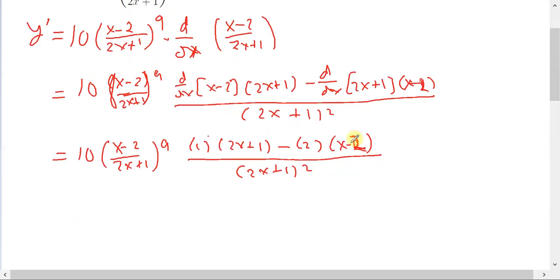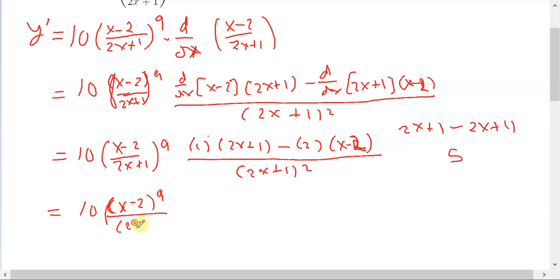So continuing, I'm going to go ahead and do this numerator without rewriting everything. This numerator turns into 2x plus 1 minus, when I distribute the 2 and the negative, minus 2x plus 4. So the 2x's are going to cancel out. 1 plus 4, it looks like I'm just going to get a 5 in that numerator. So I have 10, and I'm going to break this up now as x minus 2 to the 9th over 2x plus 1 to the 9th. We can use the rules of exponents to do that. And then, like I said, this is just 5 over 2x plus 1 squared.